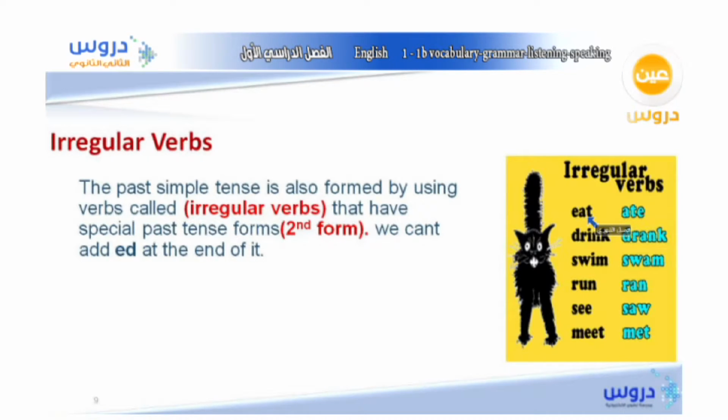Drink, a cup of tea or water. The past tense, drank. Swim. If you want to talk about the past tense, swam. Run, ran. Meet, met. Alright? You notice now we are not adding ed at all. Okay? Why? Because in English there are irregular verbs. We cannot add ed. Is it clear for you now?